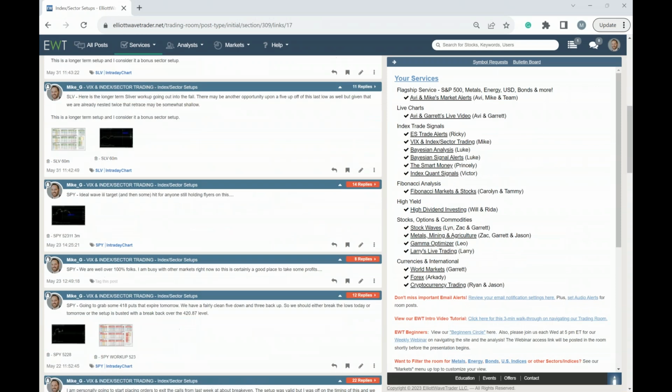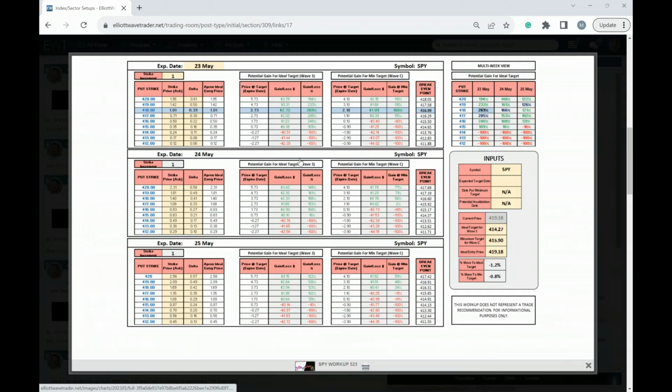So let's go back to this one. In this particular case, we had the 418s as the optimized strike. This was the one that had a 100% target at the minimum target and 269% at the ultimate wave 3 target.